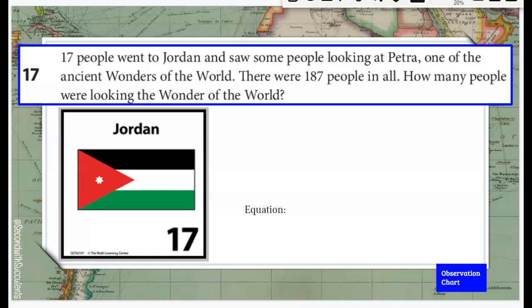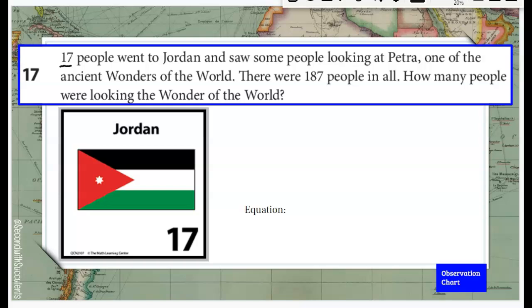17 people went to Jordan and saw some people looking at Petra, one of the ancient wonders of the world. There were 187 people in all. How many people were looking at the wonder of the world? Write your equation as I read this time. What's the problem asking me to do?